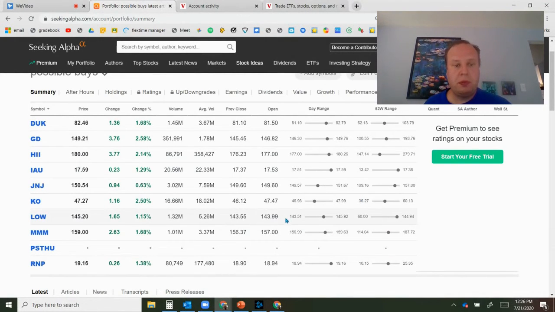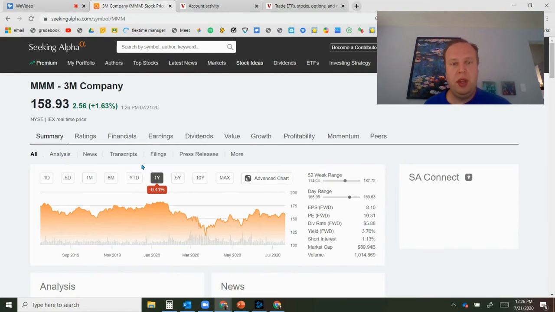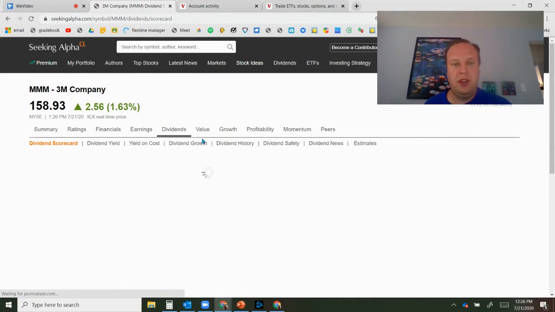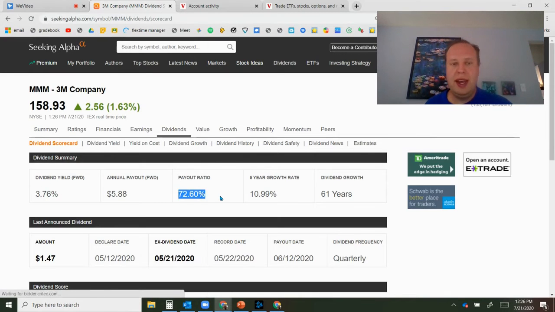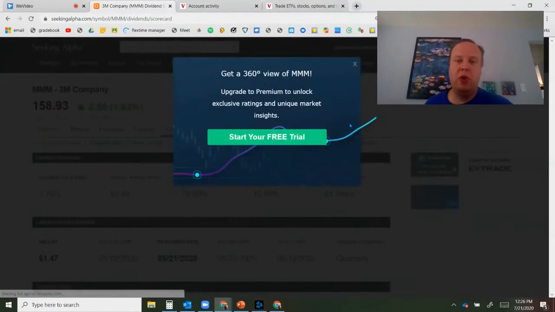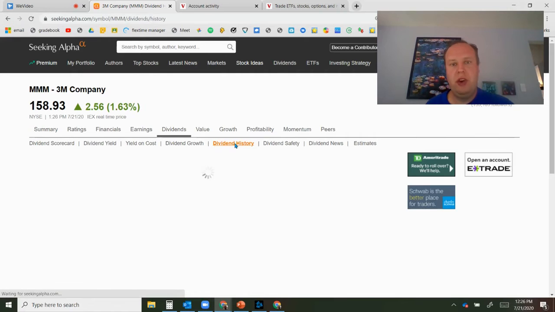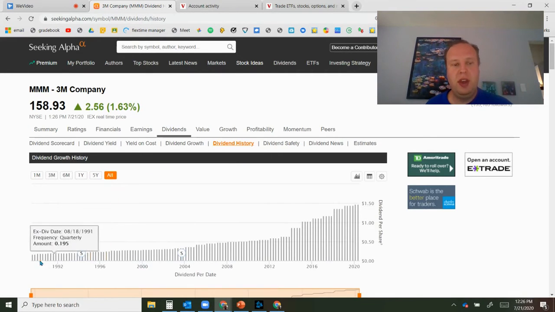From here, 3M, which is a stock symbol, been around for a long time. This is one I'm carefully watching on my watch list. If you look at the dividends, it pays 3.76%. Payout ratio is a little bit high at 72%, but it's been growing its dividend for 61 years. So this could be a very good dividend growth stock over time. If you look at the history, it's going to be that nice upward graph, right? So 3M is on my watch list. However, I think the current price is a little high for my liking.